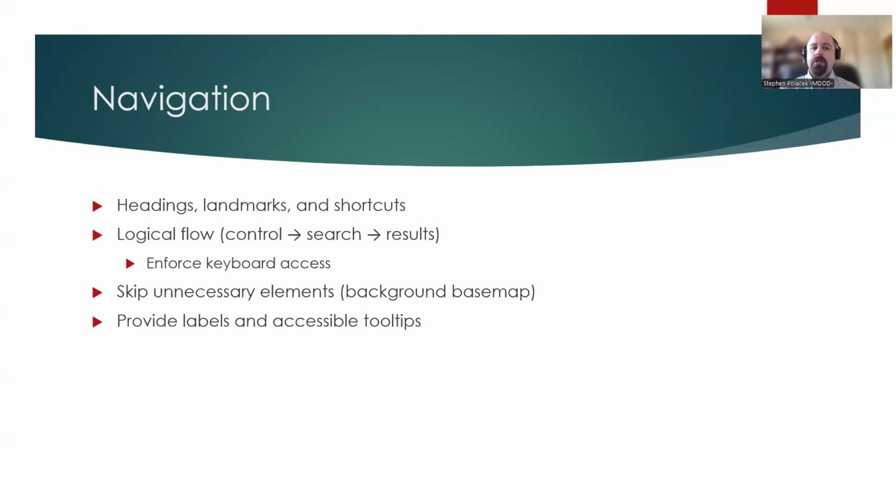If you do shortcuts, add those in, make sure to communicate to your users. Otherwise, they're going to be confused when they press Control Alt J and it jumps to something else and they're like, wait, what? What just happened? Regarding that, and then reading order, once again, that logical flow of I should move from the control to the search to the results. I shouldn't go through other buttons or anything to get to those.